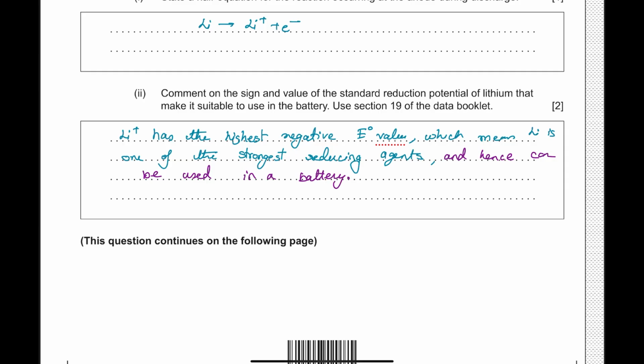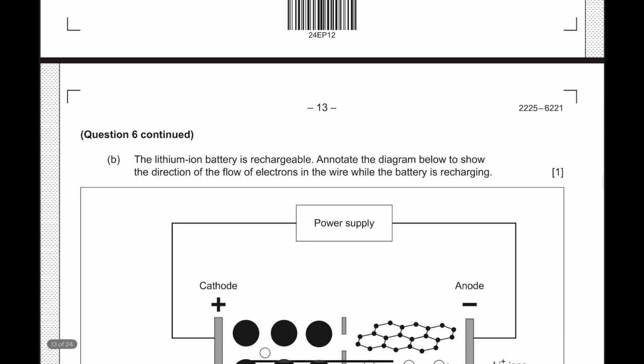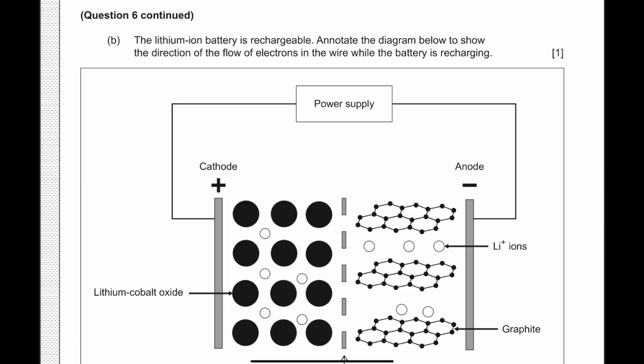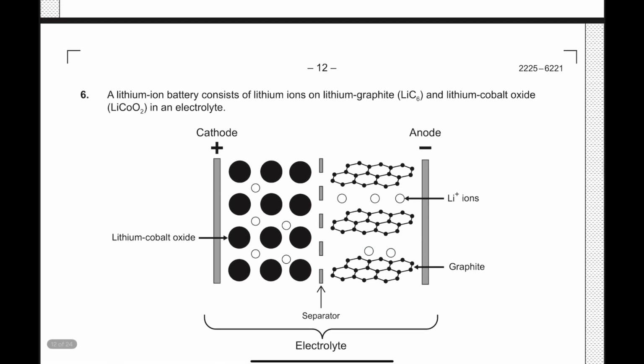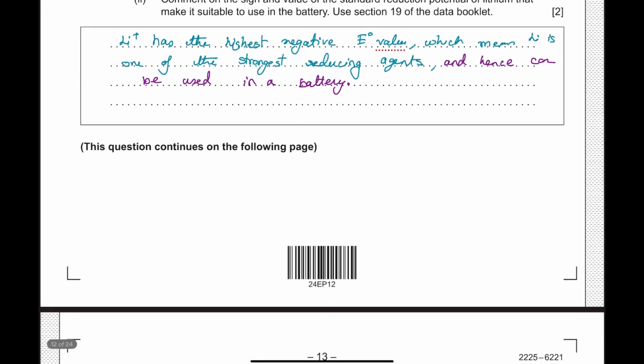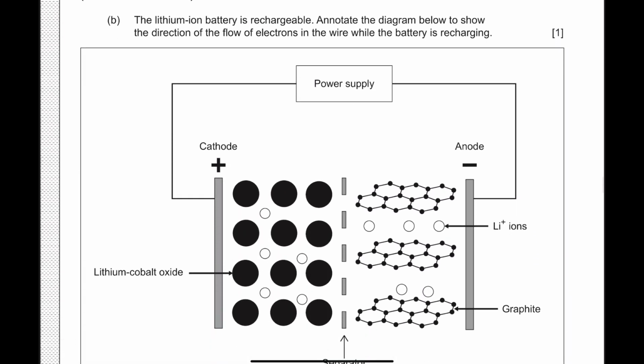The next part: the lithium-ion battery is rechargeable. Annotate the diagram below to show the direction of electron flow when the battery is recharging. Okay, so here what was happening is electrons were generated at the anode, right, and the electrons were getting transferred to the cathode. In the reverse reaction, when you're recharging, the electron flow will be exactly the opposite. It will come out of the cathode, and it will reach the anode.